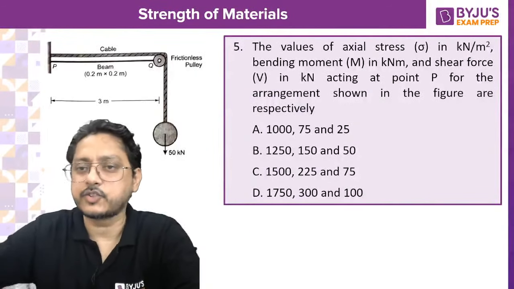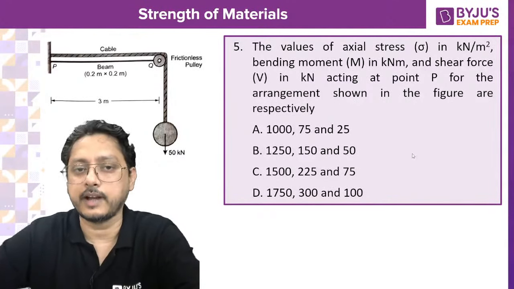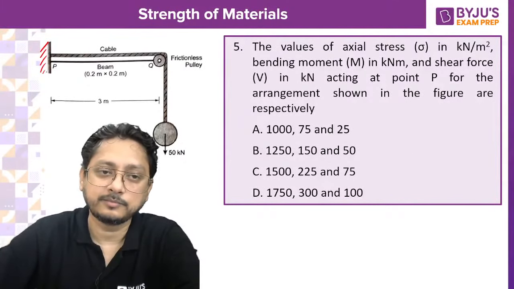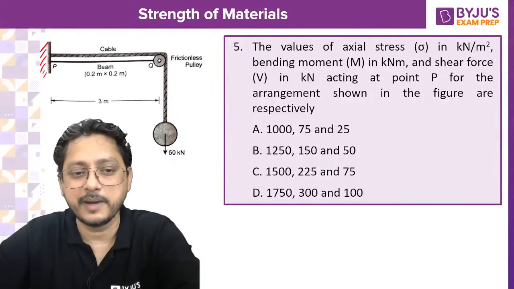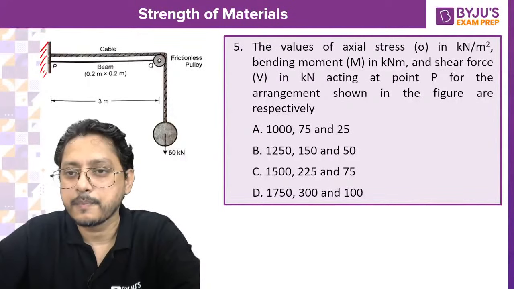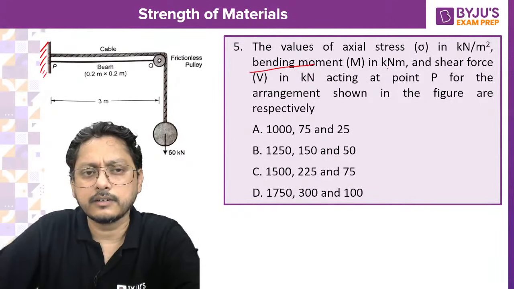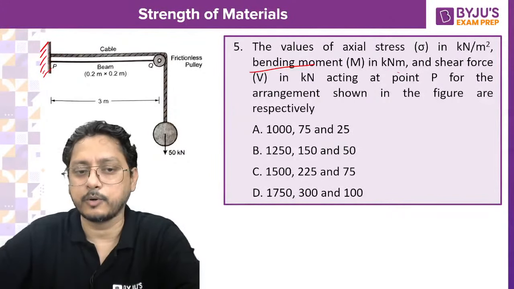The value of axial stress in kilonewton per meter square, bending moment in kilonewton meter, and shear force in kilonewton acting at point P for the arrangement shown in the figure are, respectively. And fortunately, this is a cable. Cables are not capable of providing any bending moment or shear force, isn't it? But he's asking the value of axial stress, bending moment at P, not in the cable, at the support he's asking about.